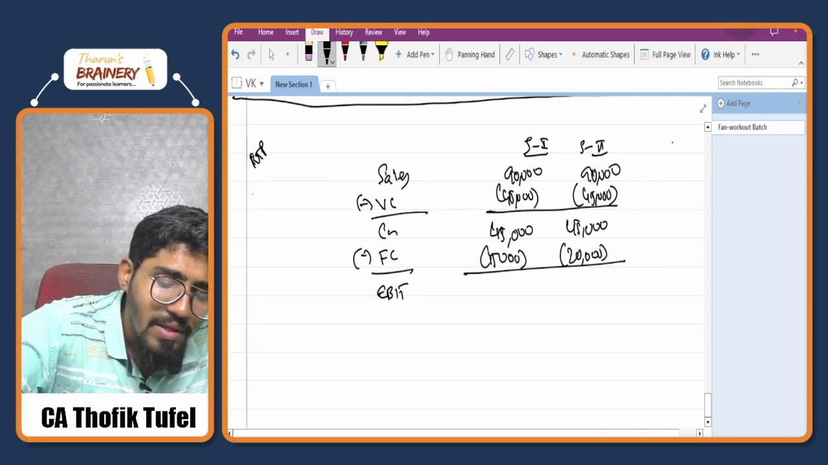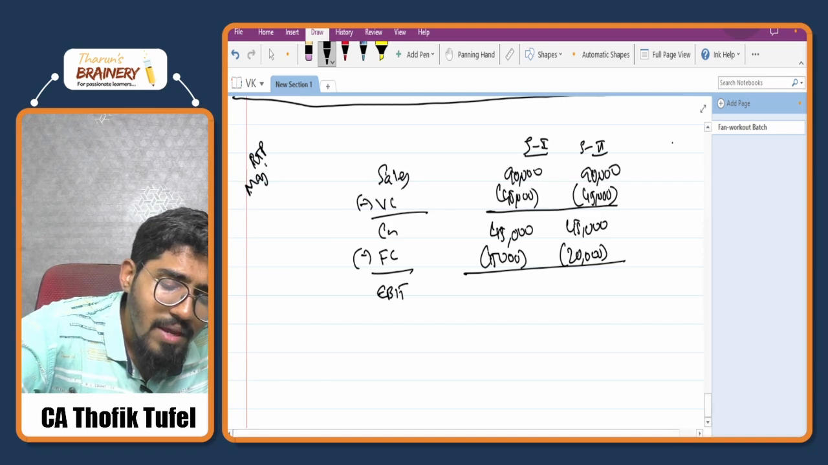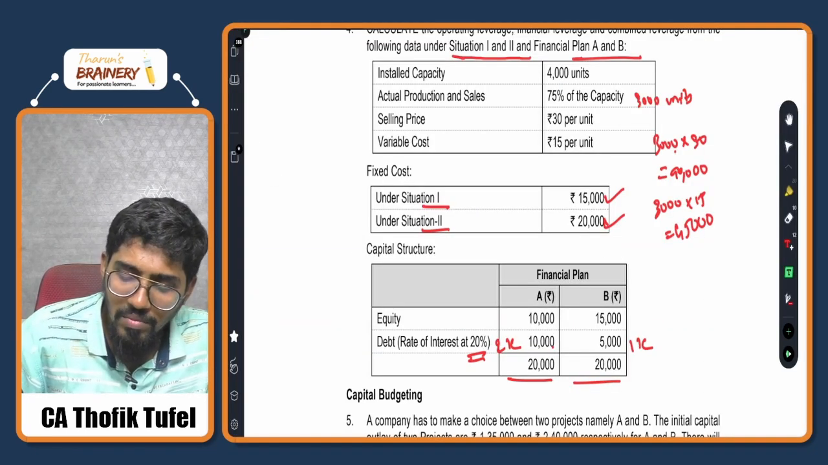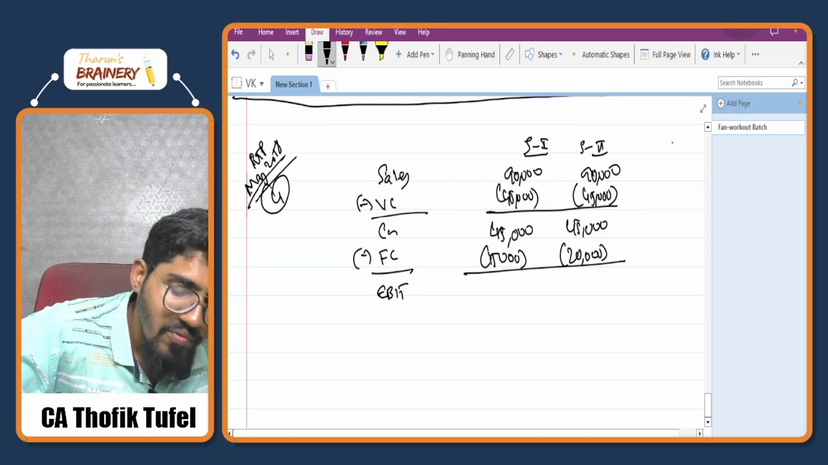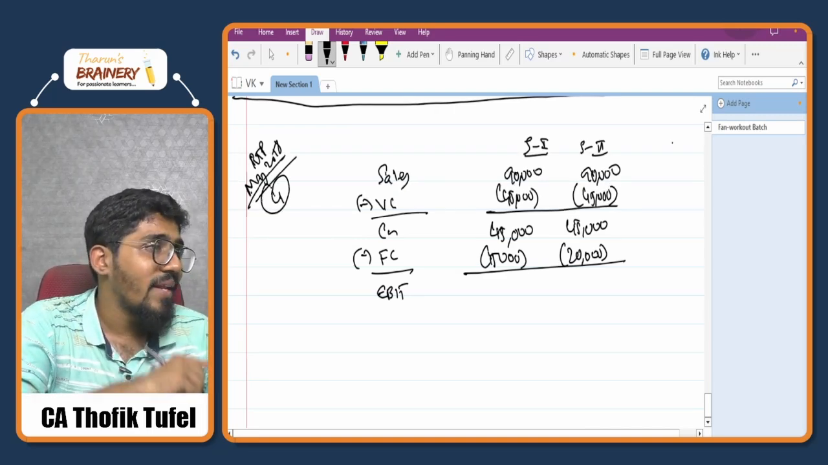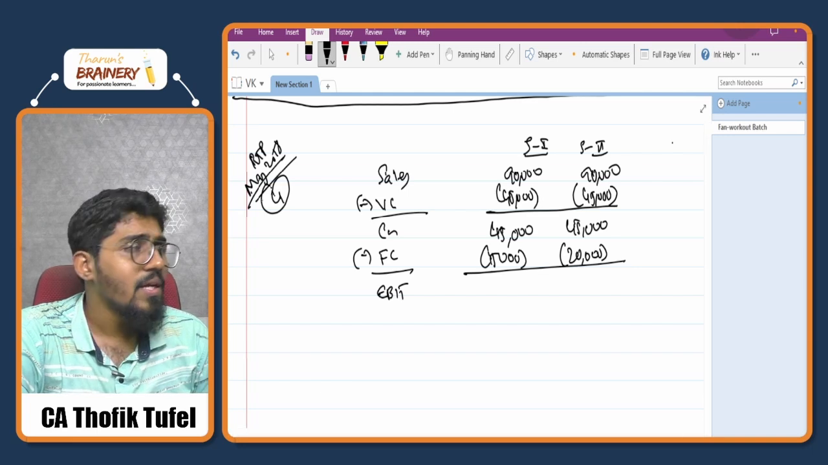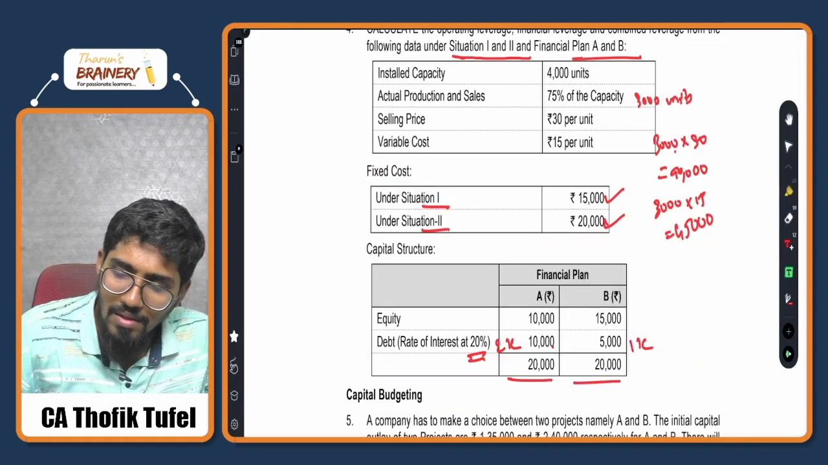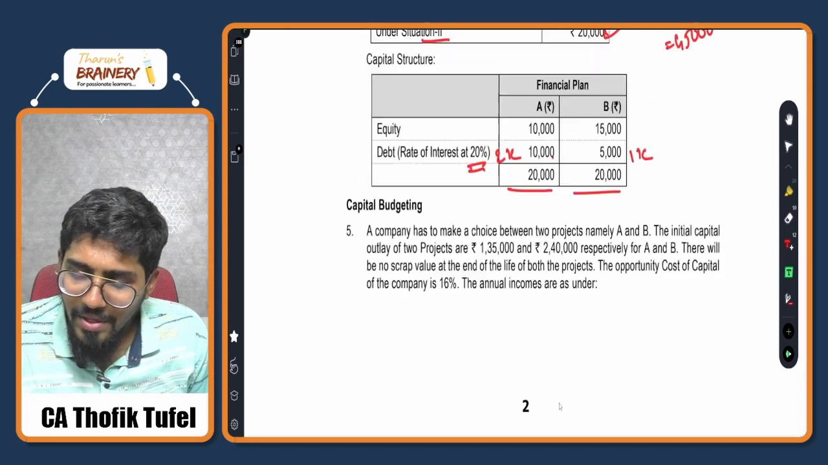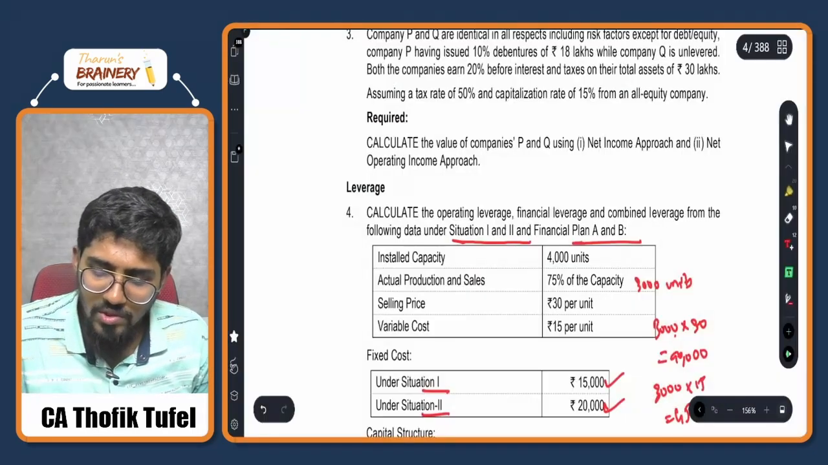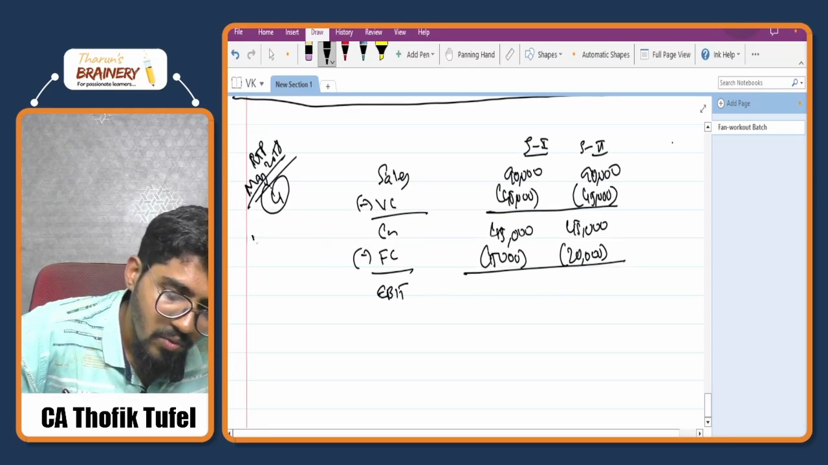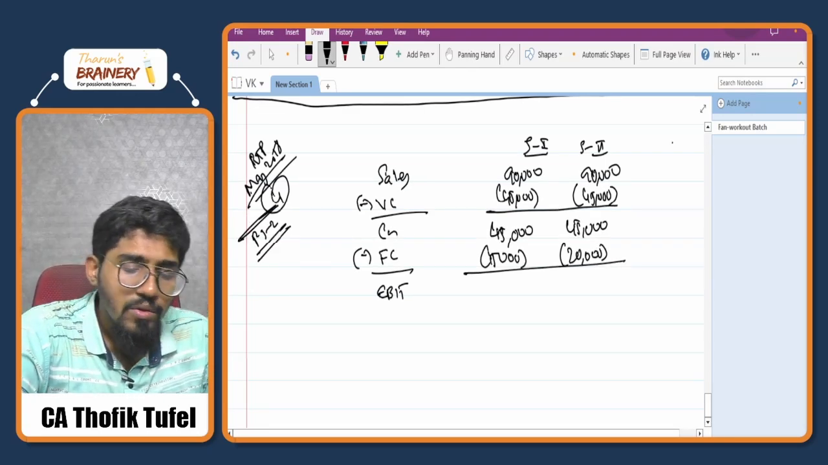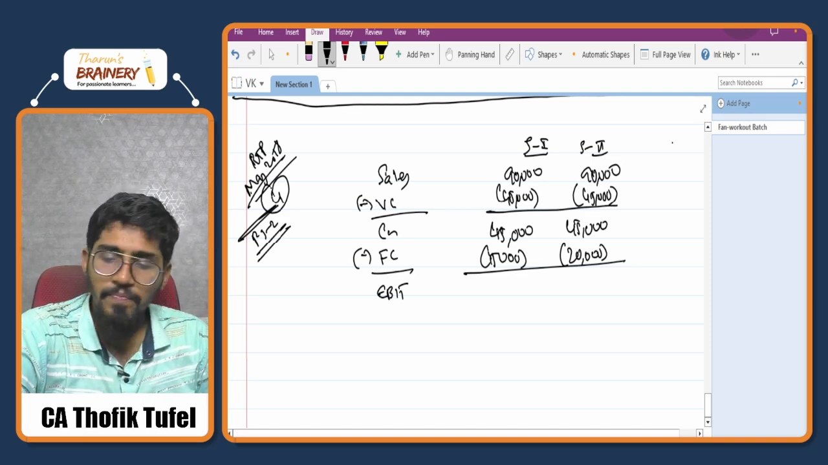RTP May 2018. Just you have to give reference also. Question number 4. So if you get the book, you can actually relate it. Usually we have to give references also, and this is nothing but page number also. Page number is 2. So RTP May 2018, Question number 4, Page number 2.